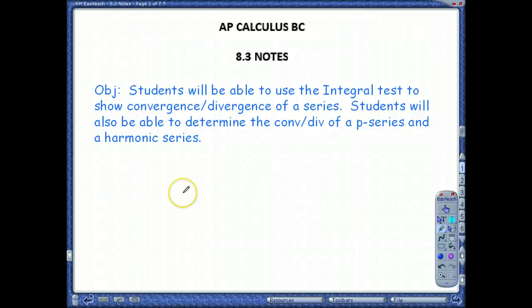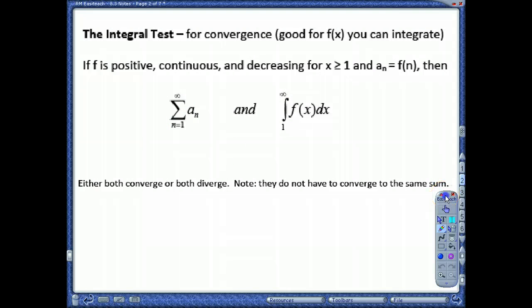Section 8.3, we're going to learn another test for convergence and divergence for series. We are also going to learn another fancy series. All right, so our new test.